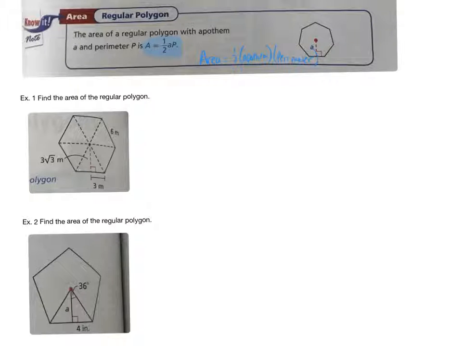Okay, here's our first example. So we always start with our formula. I know that I'm looking for the area, so it's going to be 1/2 lowercase a capital P. So area equals 1/2. I see my apothem is 3 radical 3. It tells me that. And the perimeter, well, that's going to be 6 for each side. So 6 times 1, 2, 3, 4, 5, 6 sides. This is a hexagon. So 6 times 6, which is 36 meters.